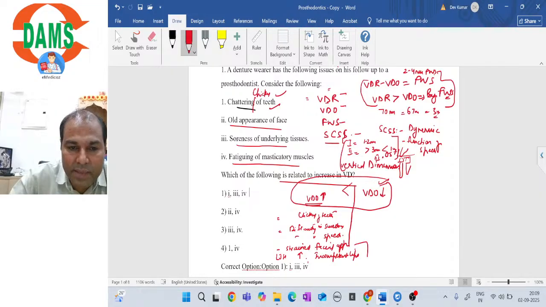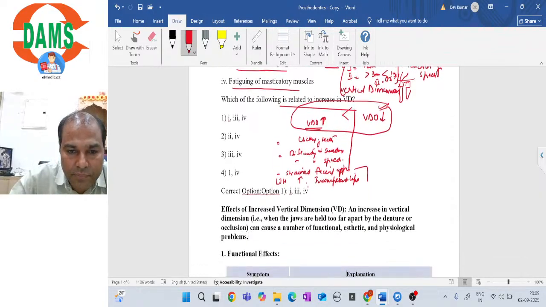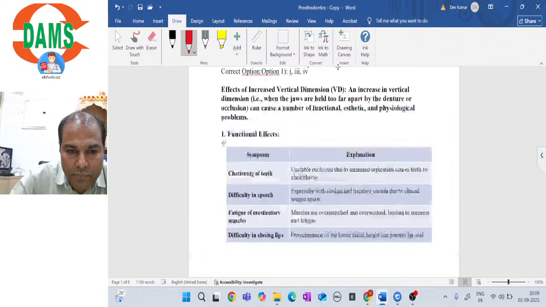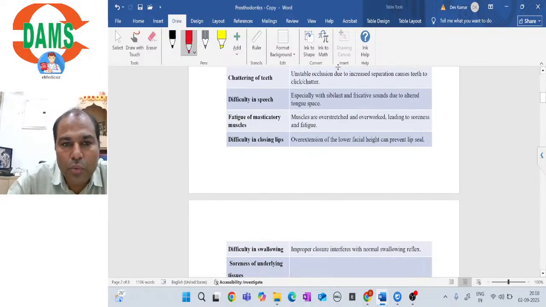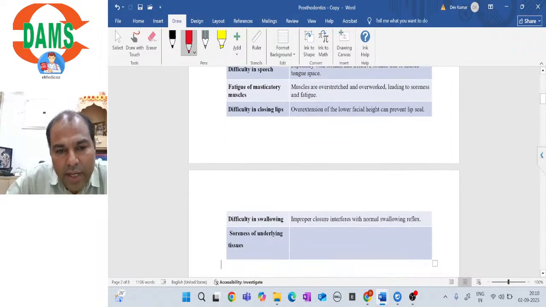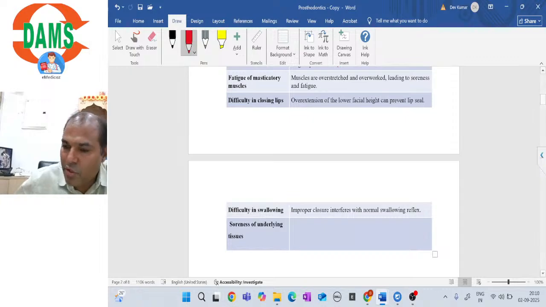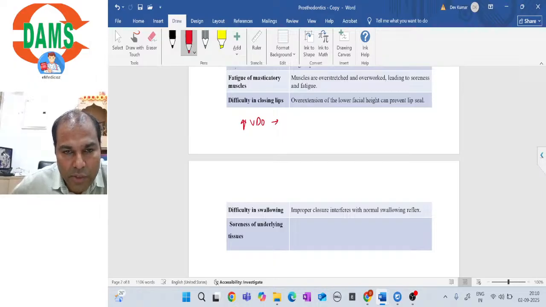There may be TMJ pain. The patient will not be able to eat well. There will be fatigue of the masticatory muscles. Difficulty in swallowing, very important. There will be soreness of the underlying tissue. So a question comes, increased VDO will lead to, there is something known as ridge soreness, chronic ridge soreness.